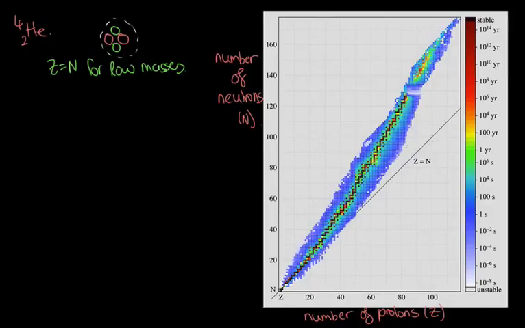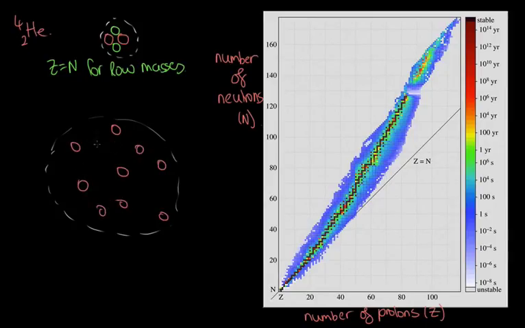Now, as we get heavier and heavier, we get larger and larger nuclei with more and more protons in them. So here's a heavy one. Now all of these protons have the repulsive electrostatic force between them. They also have the attractive strong nuclear force. And so we've got lots of neutrons in here.